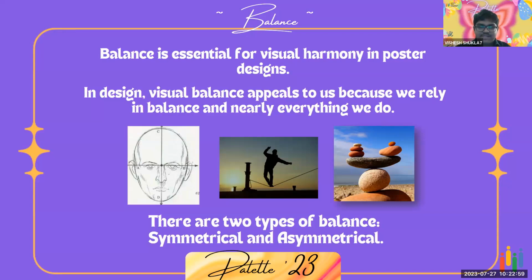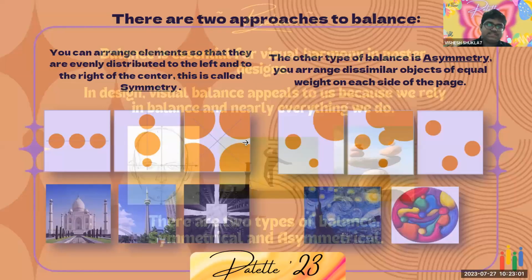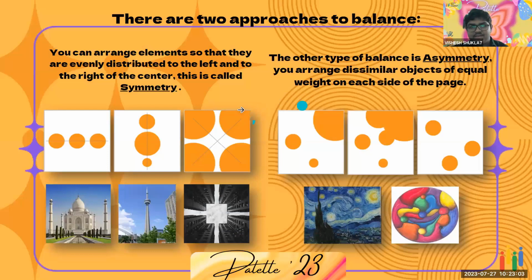Now, there are two types of balance, symmetrical and asymmetrical, and we'll be looking into each of them today. You can arrange different elements so that they are evenly distributed to the left or the right of the center. This is called symmetry. In symmetrical balance, you use a hypothetical center line in your posters, such as you see over here, to divide different elements in an equal manner and at an equal distance from each other.